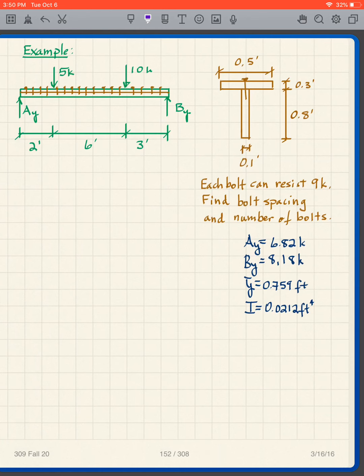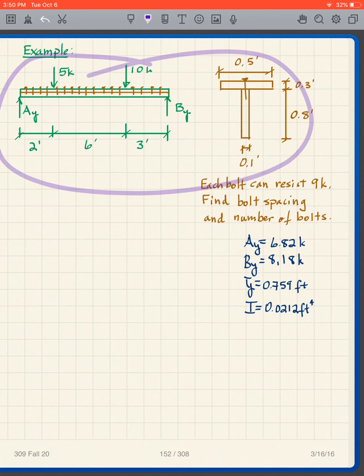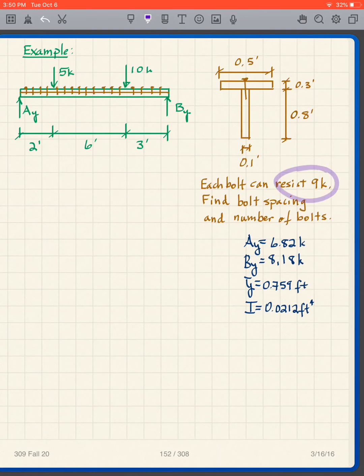All right, let's take a look then at this example. Now that I've given you the reactions, I'm even giving you the Y bar and the I, so this won't take you very long. But here's all the information here, and each bolt can resist 9 kips. I want you to find the bolt spacing and the number of bolts. So sit down, pause the video, and work this problem.